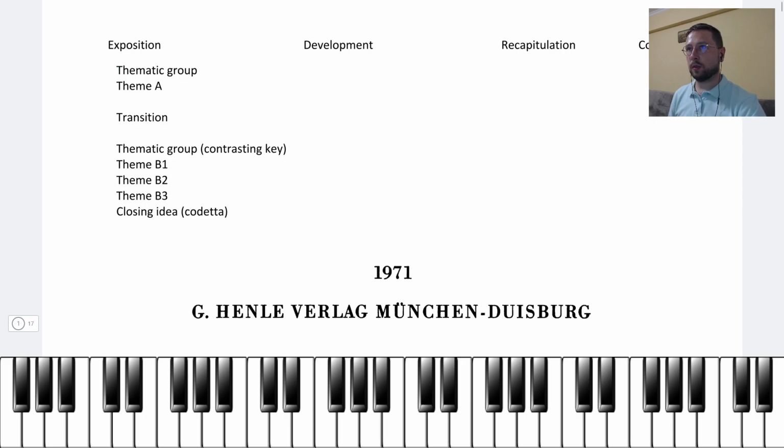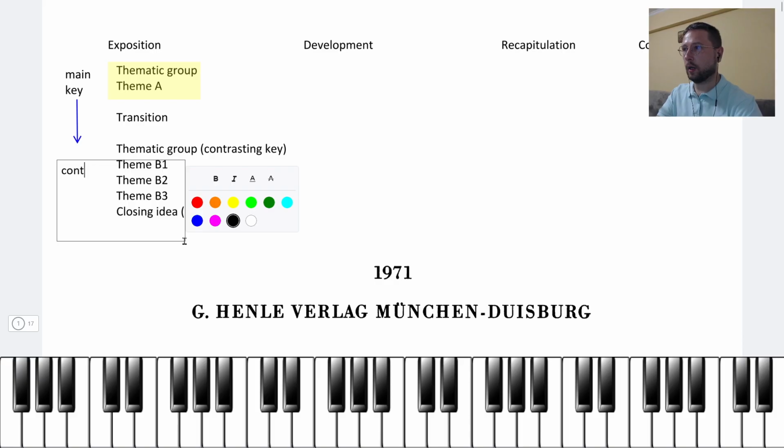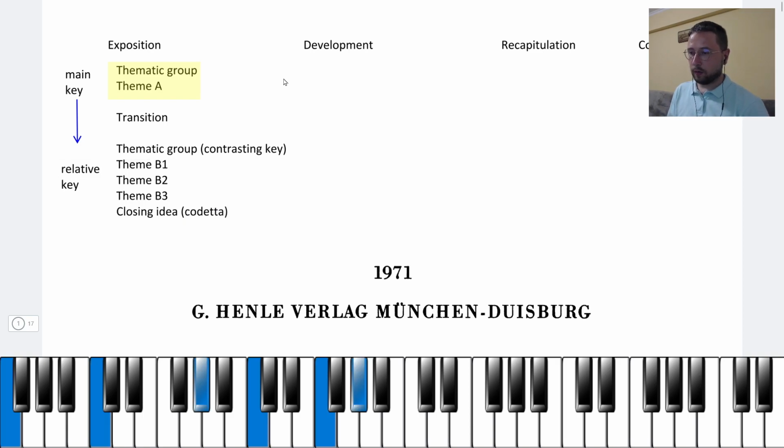So what's the main feature of this? Well, the main feature is that we're starting in one key, which is the main key. In this case, it's F minor. And in the transition we're modulating. So we're finding instability, we're moving away from that main key and we arrive at a contrasting key, right? Or in this case, the relative key. So we're moving from F minor to A flat major. Now, how do I know that that's the case?